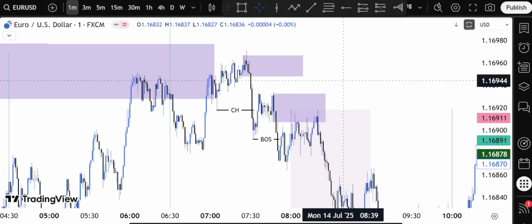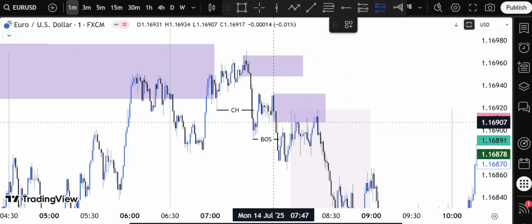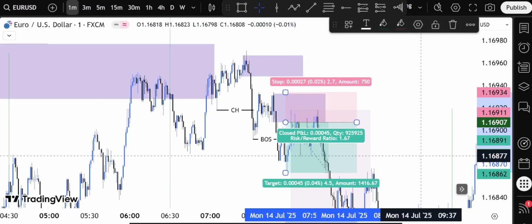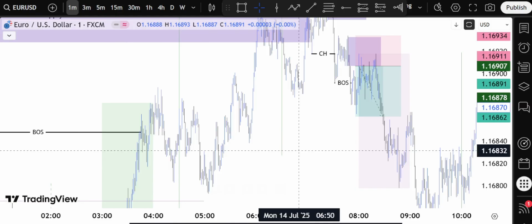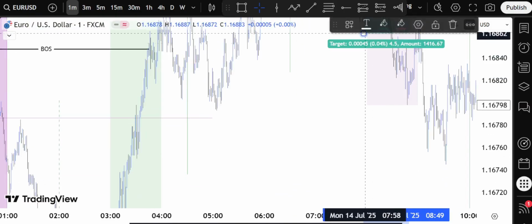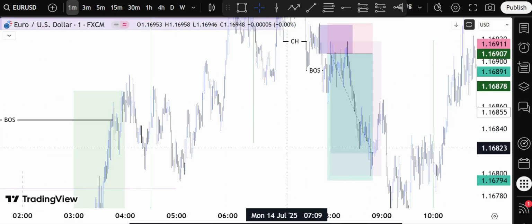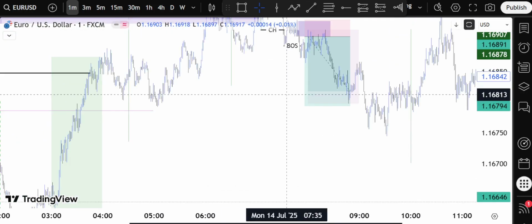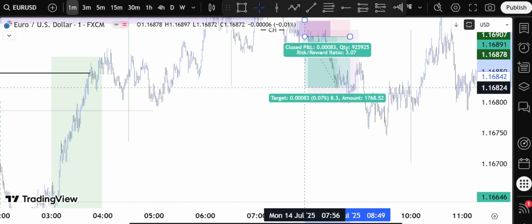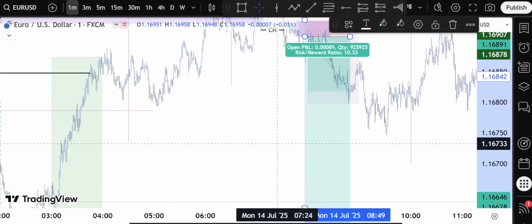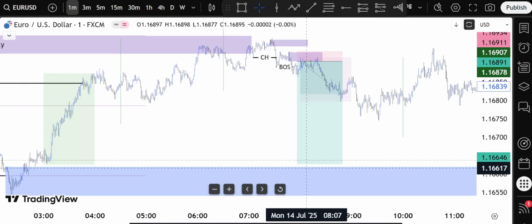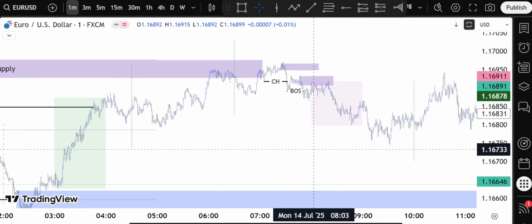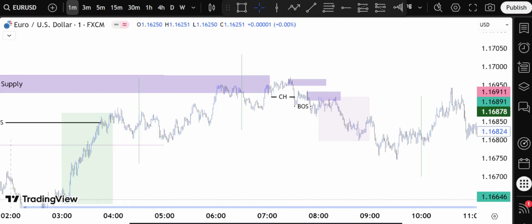Let's see what we have missed here. Entry below this candle, stop loss above it. I would have targeted somewhere maybe around here, or maybe until this demand. First, I would have taken partial at 3R, then targeted this demand. Anyways, let's continue. Let's go to the next day, Tuesday.